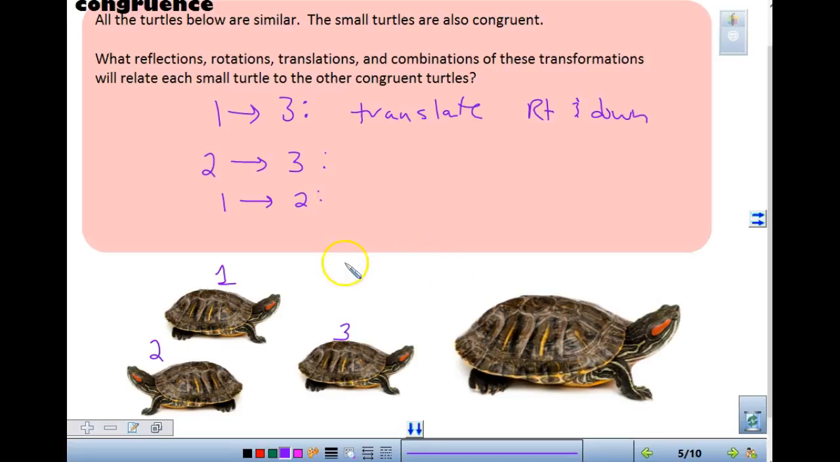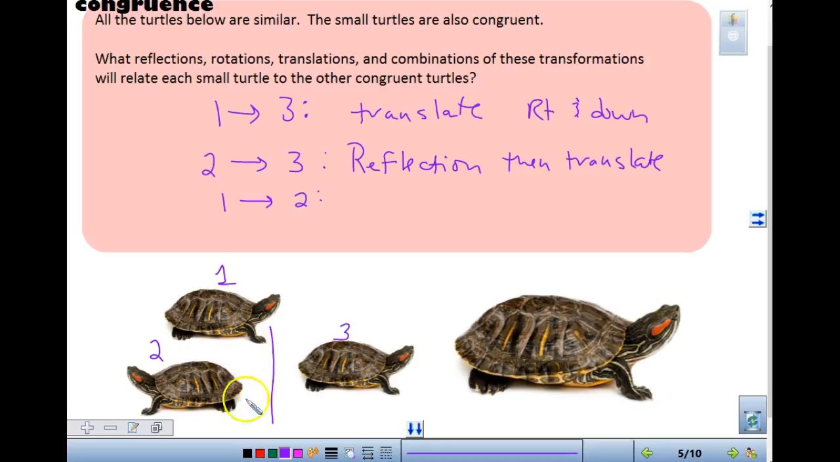Sage, Carmen, what did you guys come up with? Reflection. 2 to 3. If I reflect it, and I have a line here, right, for a reflection, I agree, it looks like I'm going to be reflecting it. Will it match exactly after a reflection? Reflection and then maybe a translate, right? So I probably have to do 2 for that one. How about 1 to 2 if I'm looking at that one?